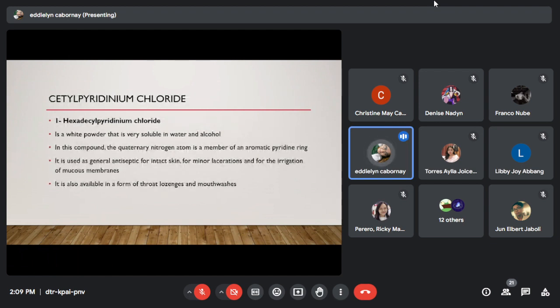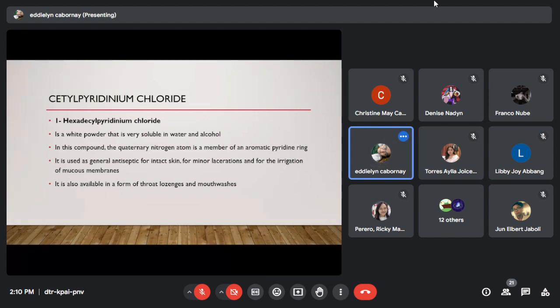So we have cetylpyridinium chloride. It is used as a general antiseptic for intact skin, for minor lacerations, and for the irrigation of mucous membranes. It is also available in the form of throat lozenges and mouthwashes. Cetylpyridinium chloride is generally used for gingivitis.